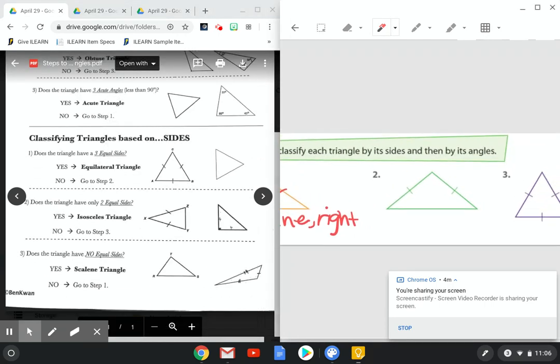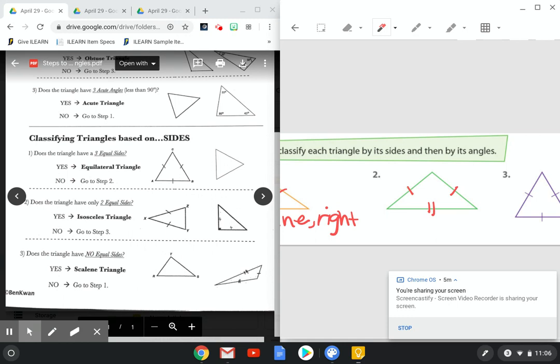So number 2, I see a hash mark here and a hash mark here. So those 2 are equal to each other. So then that tells me this one is different if it's not marked. And I like to mark it myself. So does the triangle have 3 equal sides? No, I determined that it has 2 equal sides. So if I answer no, I go to step 2.